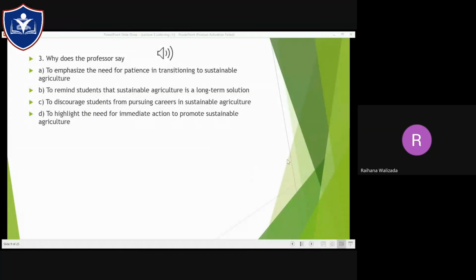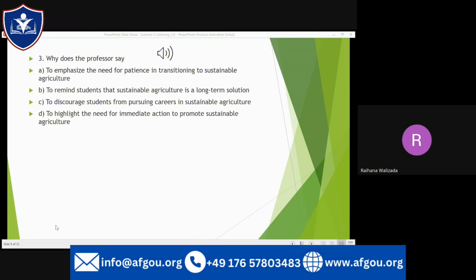Okay, that was a good one. Now, why does the professor say this? A, to emphasize the need for patience in transitioning to sustainable agriculture. B, to remind students that sustainable agriculture is a long-term solution. C, to discourage students from pursuing careers in sustainable agriculture. D, to highlight the need for immediate action to promote sustainable agriculture.